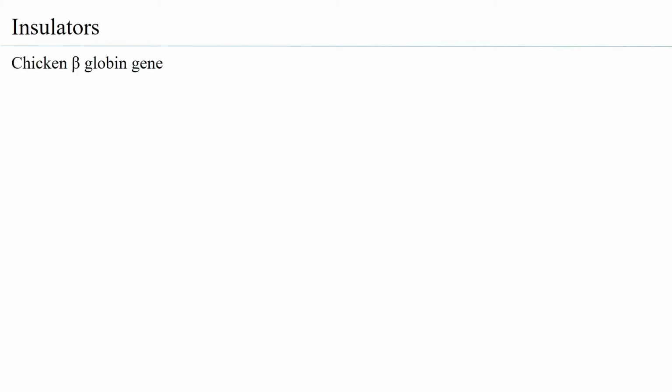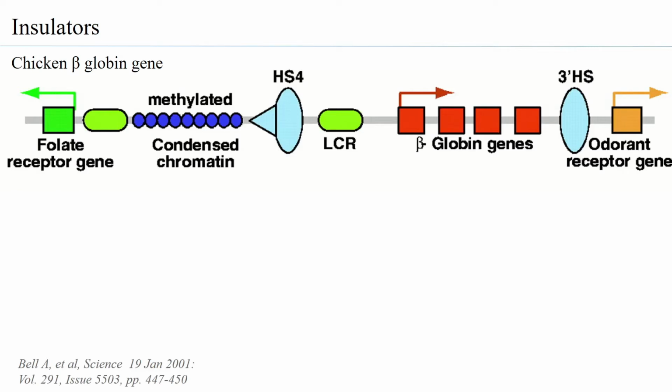One of the best studied examples of how a cis-acting element works as an insulator is in the chicken beta globin gene. A similar effect has also been seen in the human beta globin gene, but here we are taking the example of the chicken beta globin gene. Let us look at the locus of the beta globin gene and understand how the insulators work towards beta globin gene expression. When you look at the beta globin genes in the chicken, this is the locus, a region that has all the beta globin genes.